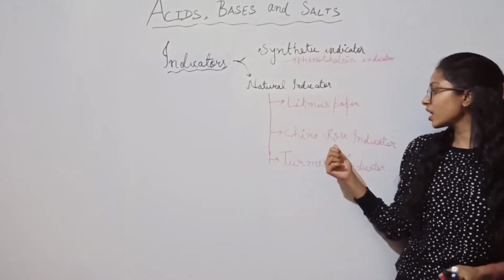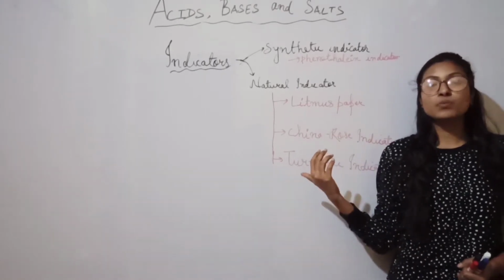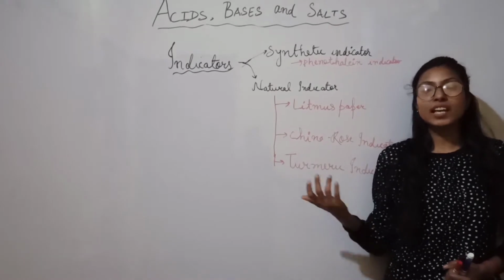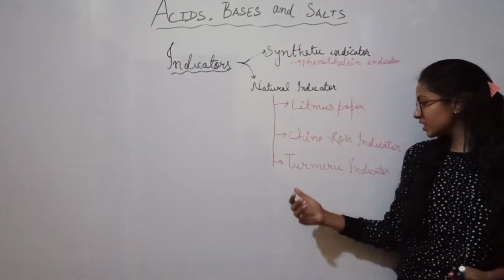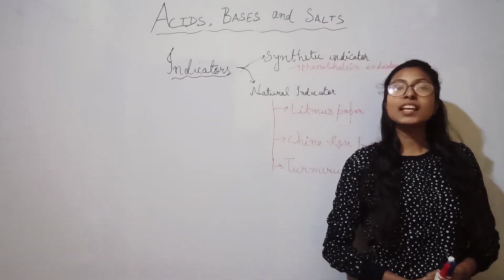Then there is the China rose indicator. China rose indicator is made naturally from the China rose flower, by mixing it with hot water, and then we can extract the indicator. Then there is the turmeric indicator. We can mix the turmeric with water and then use it as an indicator.